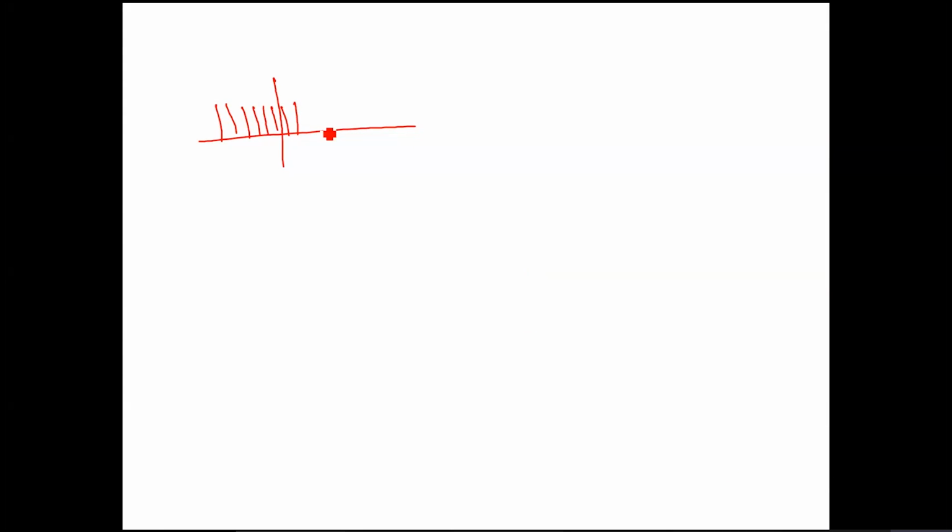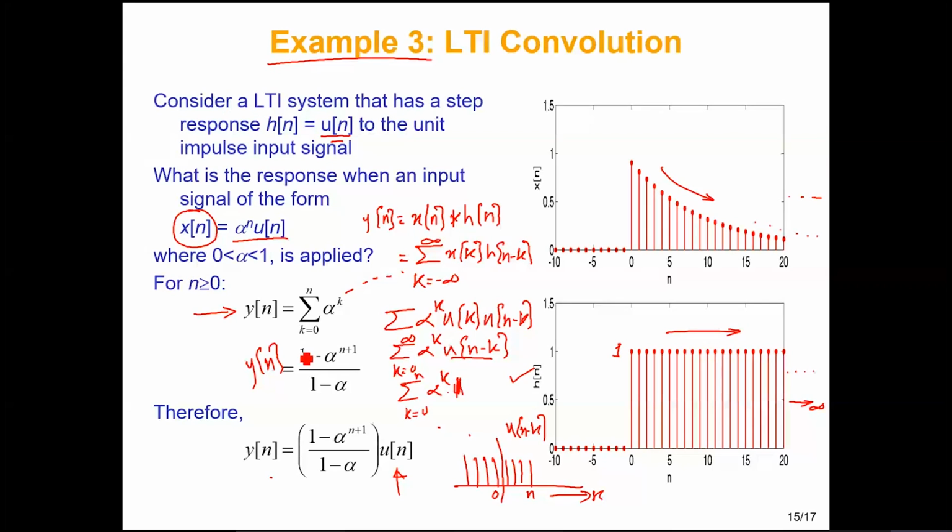Okay, so this was what we saw, that if you have u of n minus k, then this n is basically the number right here. So n will be a positive number. Now just to ensure that n is positive, it cannot be negative, we write u of n. That actually ensures that y of n will be valid for positive values of n. So this was the complete example.